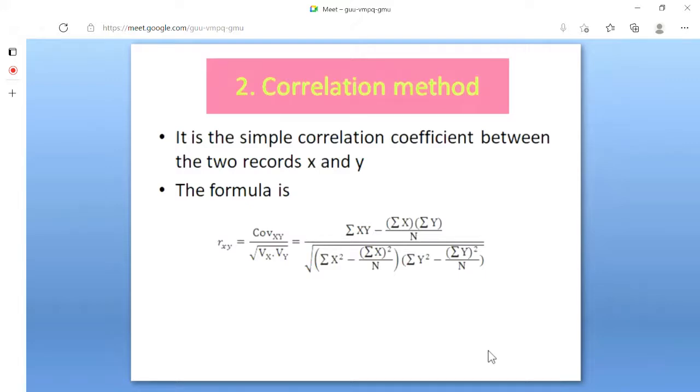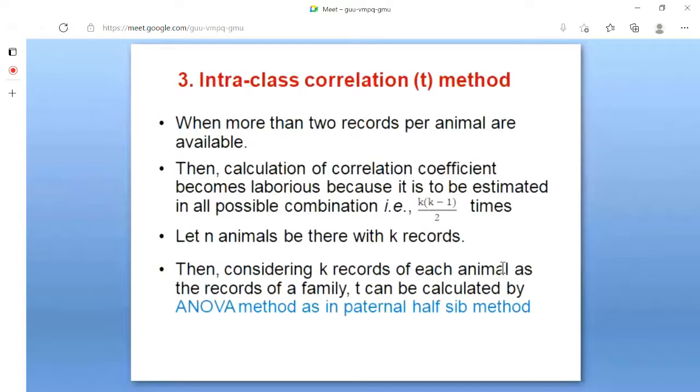Then the correlation method. This one also is used when you have only 2 records. It is the simple correlation coefficient method, and this formula is the simple correlation formula. So you can apply this formula and find out the repeatability using the correlation method. And for the interclass correlation method, like that of heritability, you have to use the same procedure.